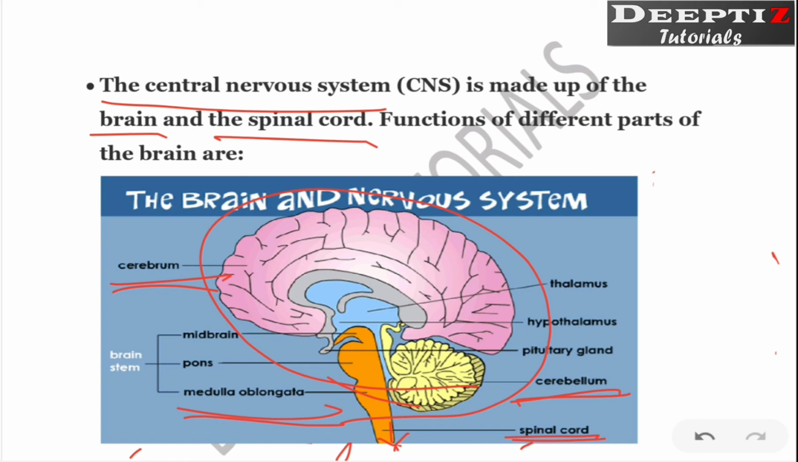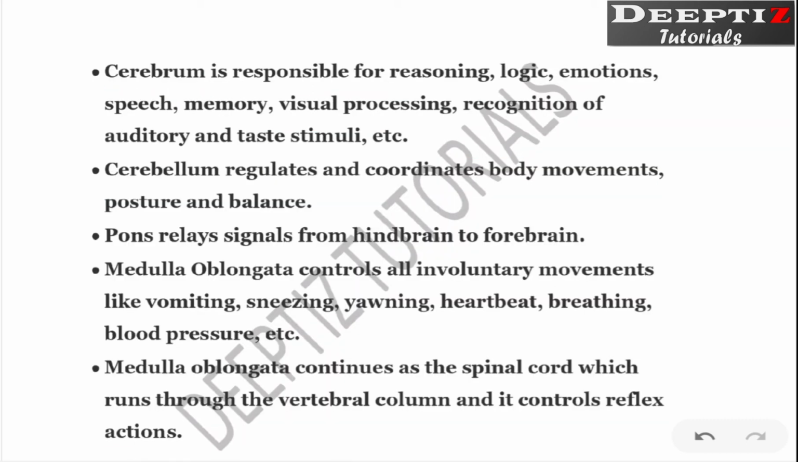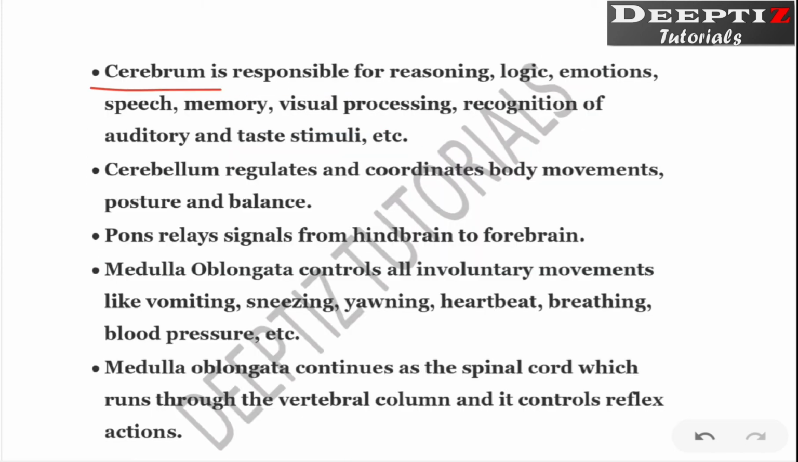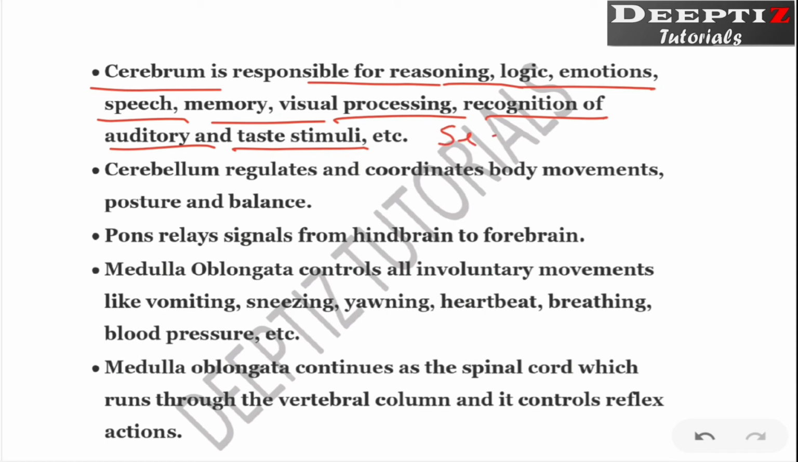Now the functions of different parts of the brain. The first one is the cerebrum. One by one when we cover them we will see, and whatever is left which is not given, I will explain, right? The cerebrum is responsible for reasoning, logic, emotions, speech, memory, visual processing, and recognition of auditory and taste stimuli. So we call this the seat of intelligence, right? This is the function of the cerebrum.